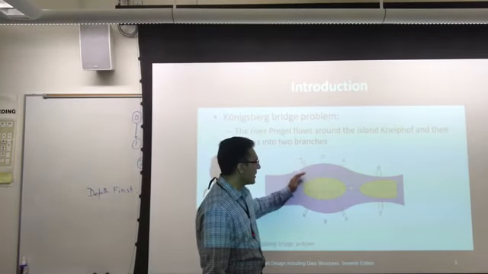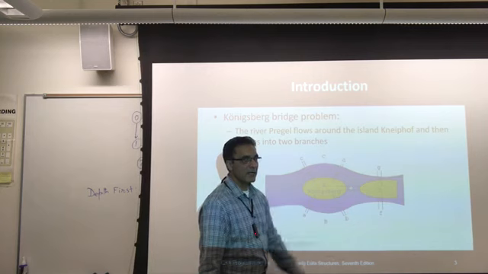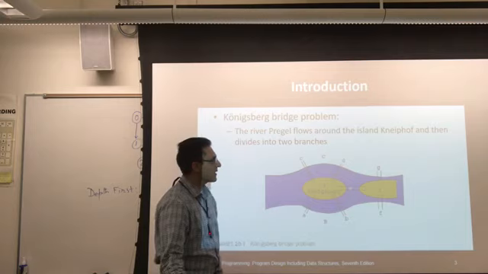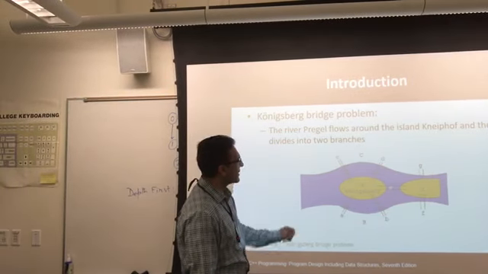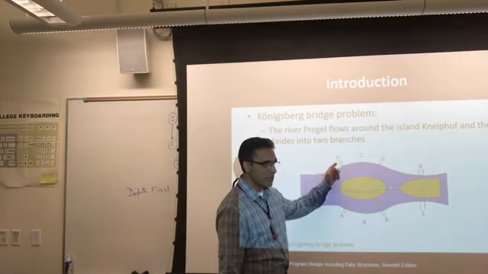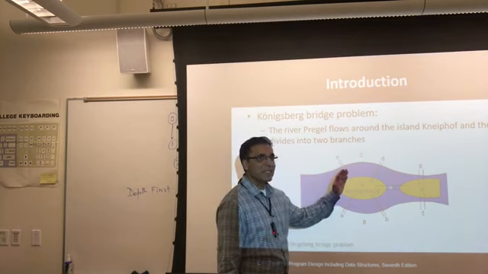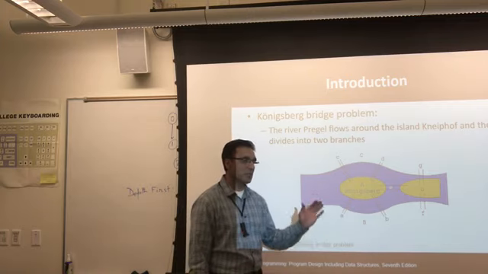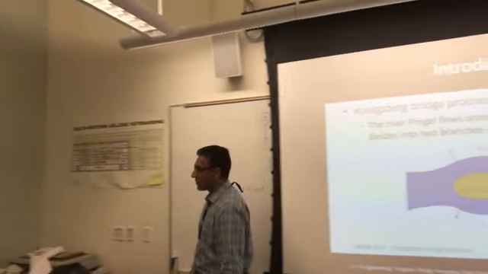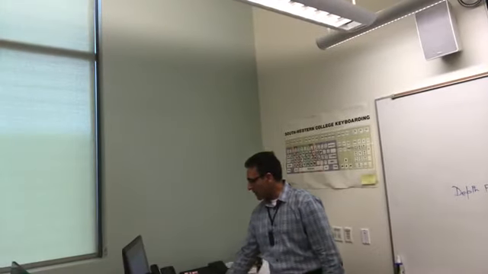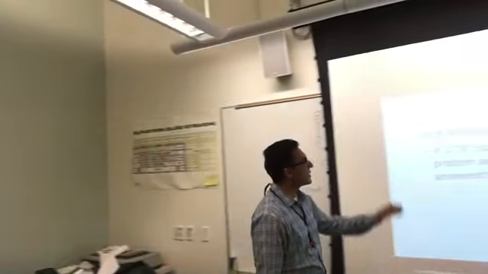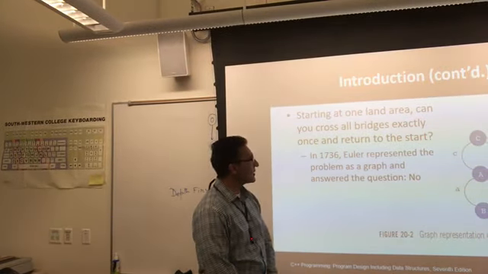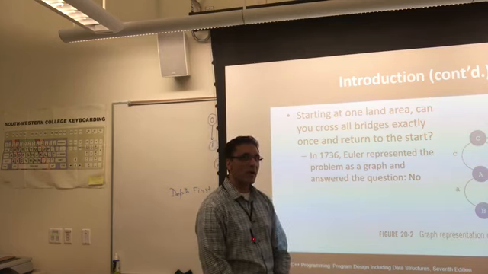There's an island here, and you can see the water is flowing from each side of the island. Now, the problem, which was discussed theoretically and mathematically many years ago, is this: if you have a bunch of bridges, is it possible to cross each bridge once and still reach the starting position? So you visit each one of those bridges and come back to the starting position. Starting at one land area, can you cross all bridges exactly once and return to the starting point? This was the problem.